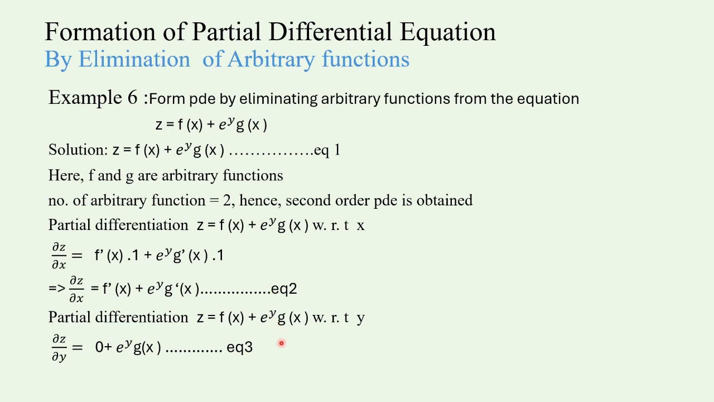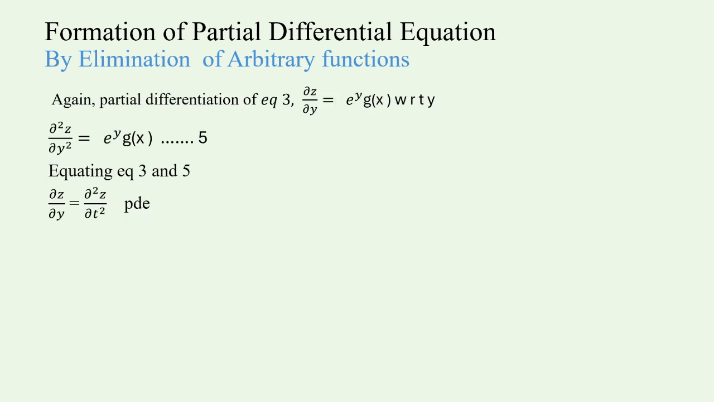Now we'll differentiate this equation partially with respect to y. So z becomes dou z by dou y, and this term becomes 0 because differentiation of x with respect to y is 0. So this term will become 0, plus here e to the power y, differentiation of e to the power y is e to the power y, and g of x is constant because here we are differentiating with respect to y, so we just write g of x. So this equation we'll call equation 3.